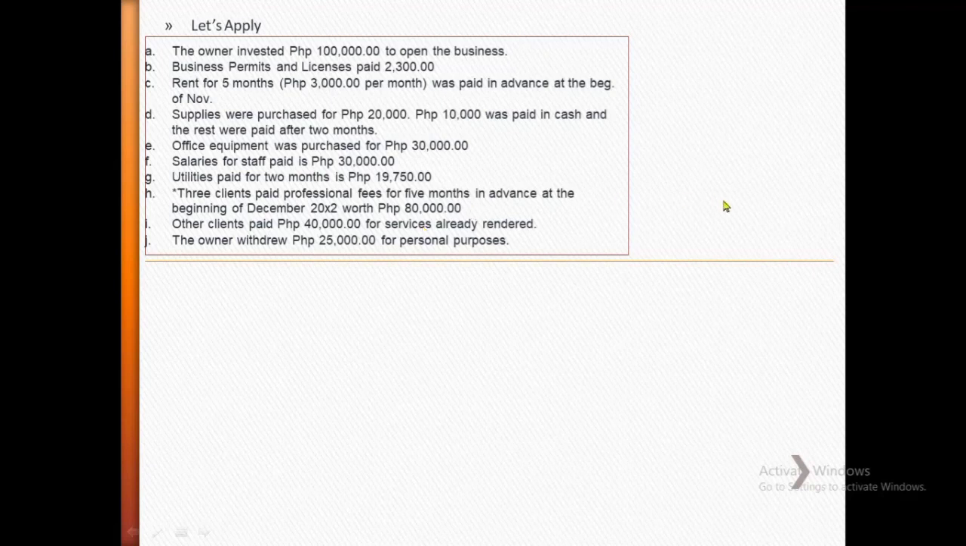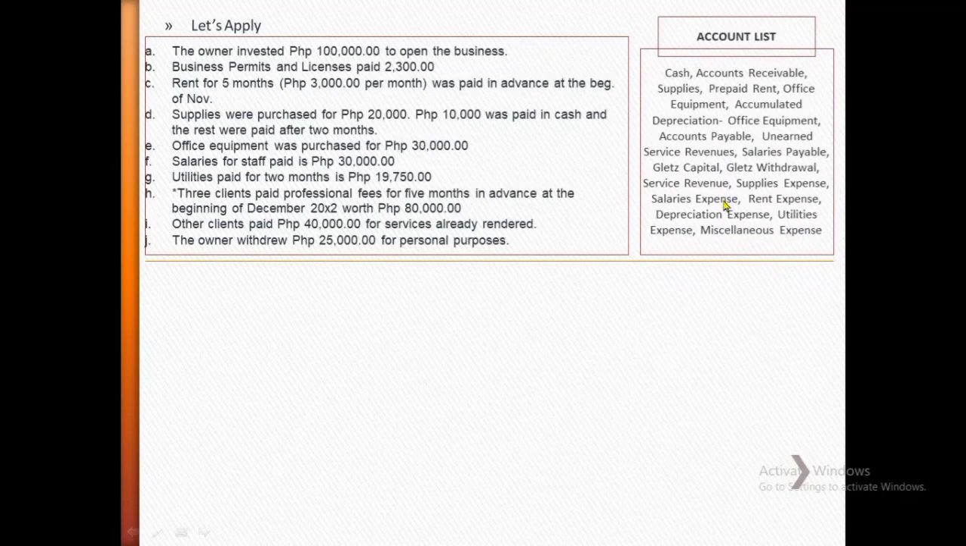And of course, we're going to add here the account list so that we can journalize. Aside from that, we are going to ignore some parts of a complete journal entry, for example the date, the explanation, and the number sign, in order to maximize this space. With that, let's start. In letter A, since the owner invested 100,000 to open the business, the business received cash, so we are going to debit cash 100,000, and of course credit Glet's capital 100,000.